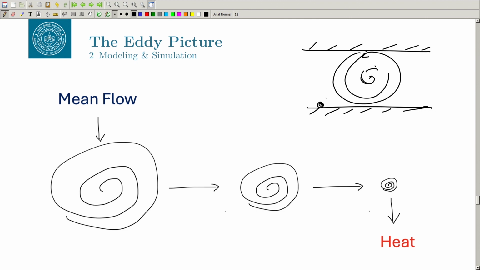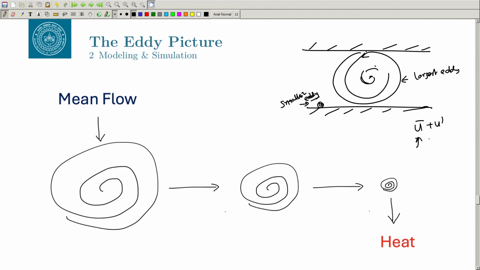If you want to simulate this flow, you need to resolve the largest eddy. This is your largest eddy and this is the smallest eddy. You need to resolve both the largest eddy as well as the smallest eddy, so your grid should be smaller than the smallest eddy size. And the big picture is that the largest eddies get their energy from the mean flow. There is a mean flow, so we have u bar plus u prime.